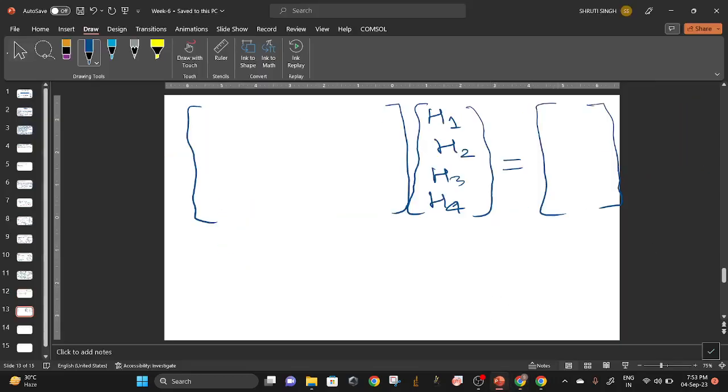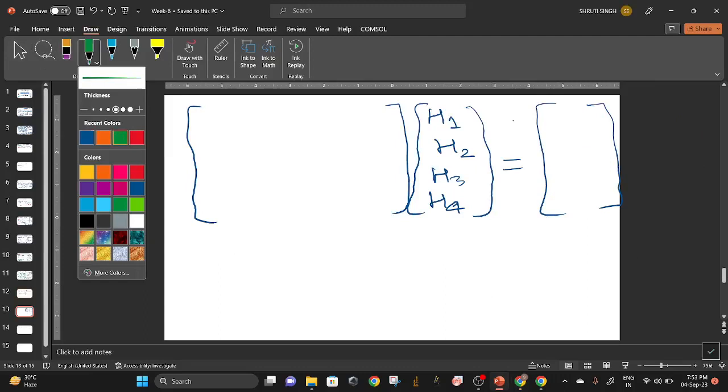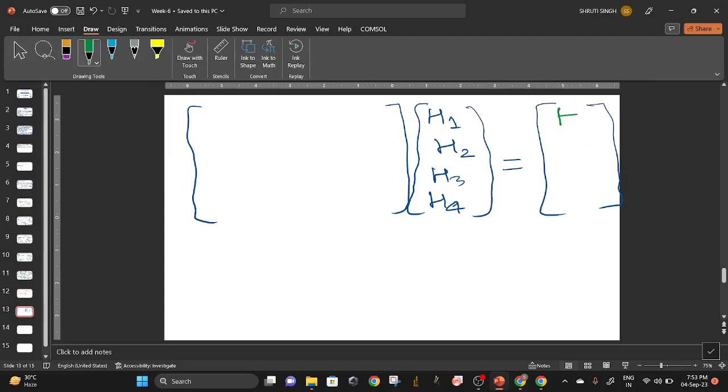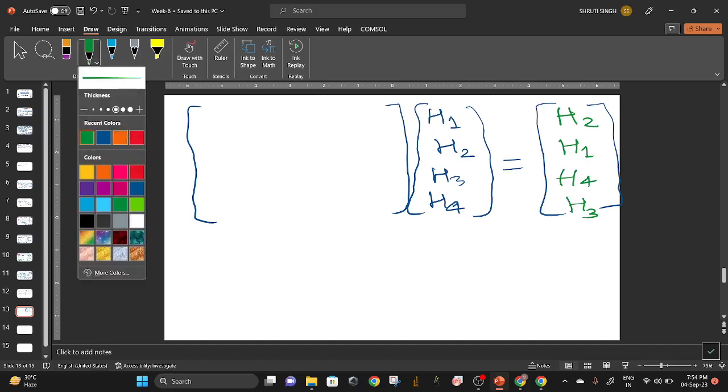I can write that H1 became H2. So H1 gets transformed to H2, H2 gets transformed to H1, H3 gets transformed to H4, and H4 gets transformed to H3. Okay, so this is happening. Now we need to put this in terms of a matrix.